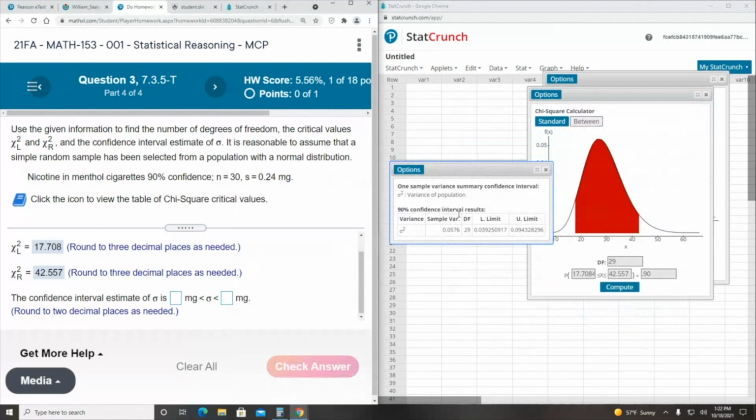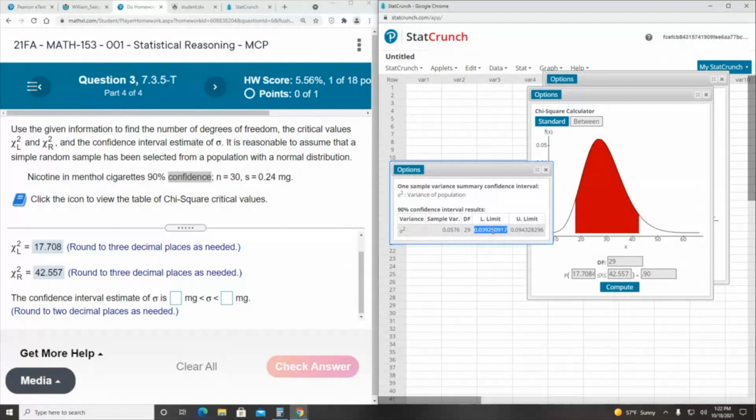Great, that was easy, except that these are the wrong answers. The reason these are the wrong answers is that these are variances. We are finding the confidence interval for sigma. These are sigma squared. So what we have to do is take these values.